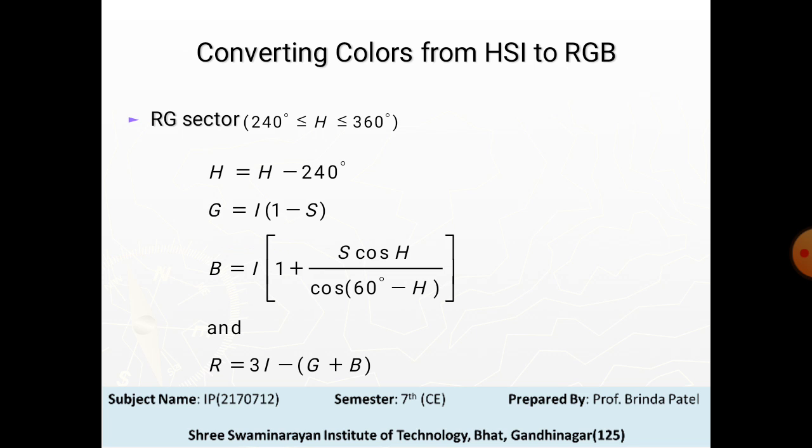Now the BR sector: 240 degrees less than or equal to H less than or equal to 360 degrees. Finally, if H is in this range, we subtract 240 degrees from it, that means H is equal to H minus 240 degrees. Then the RGB components are: G is equal to I into 1 minus S. B is equal to I into 1 plus S cos H upon cos of 60 degrees minus H. R is equal to 3I minus G plus B.